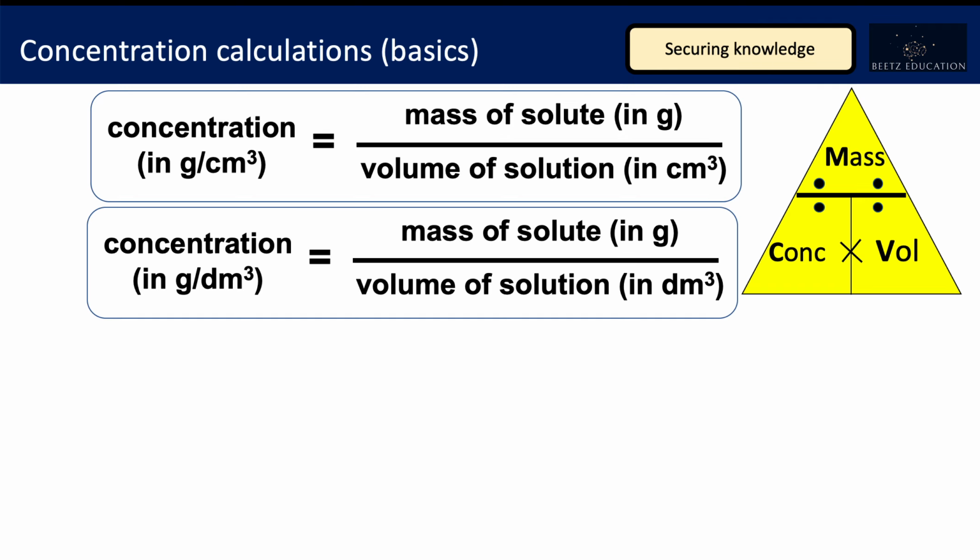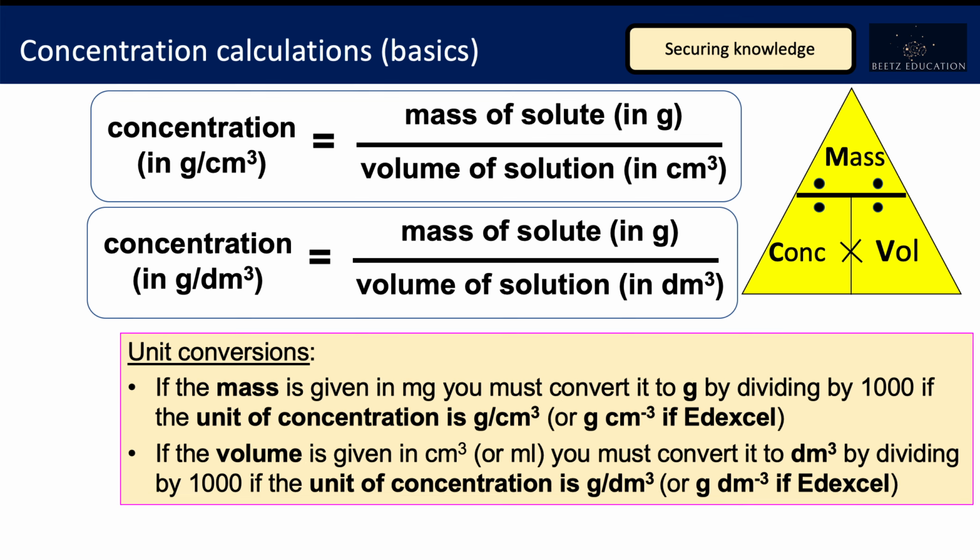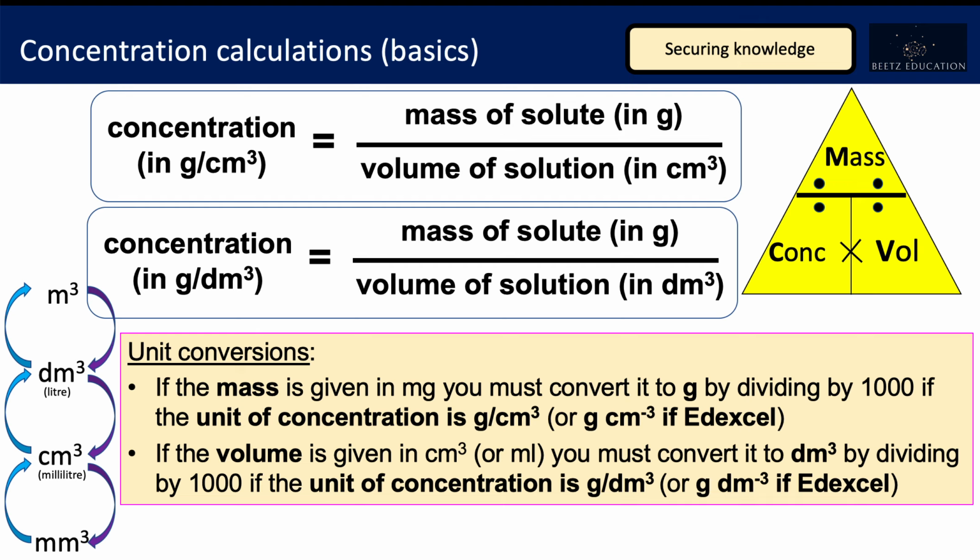What if I had to perform unit conversions? Well, if I was after the concentration in grams per centimetre cubed and I were given the mass in milligrams, I'd need to convert that to grams by dividing by 1,000. If I were trying to calculate a concentration in grams per decimetre cubed, but I were given the volume in centimetres cubed, again, I would need to convert that by dividing my centimetre cubed value by 1,000 to convert it to decimetres cubed. Some common unit conversions on the left-hand side there.